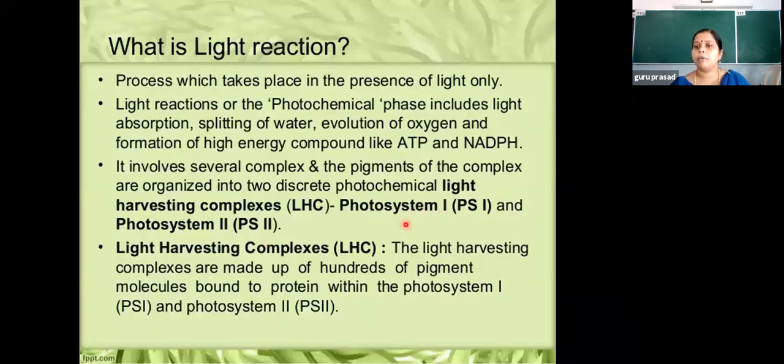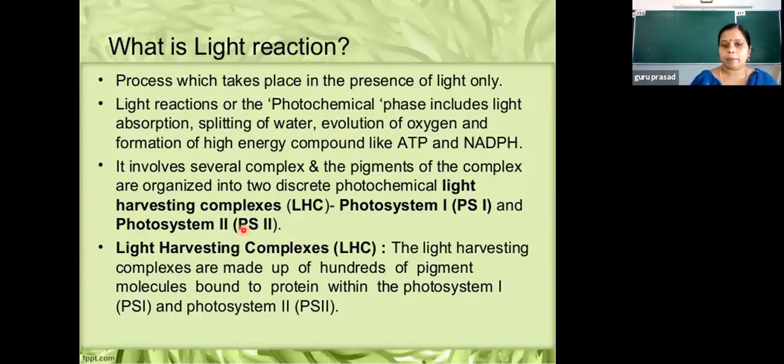These are named according to their discovery. This photosystem was identified first, that's why it got the name photosystem 1. It has an absorption capacity at a 700 nanometer wavelength of light. Whereas photosystem 2 was discovered later, after photosystem 1, and it has an absorption capacity at a 680 nanometer wavelength of light.